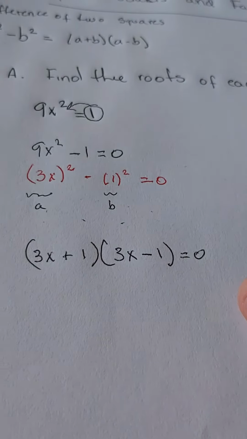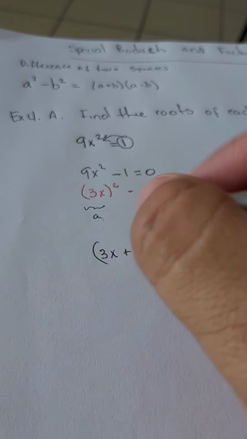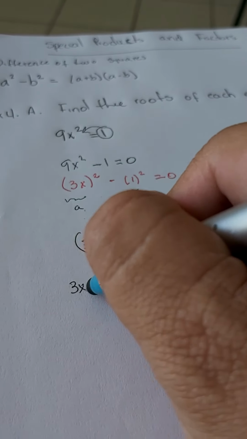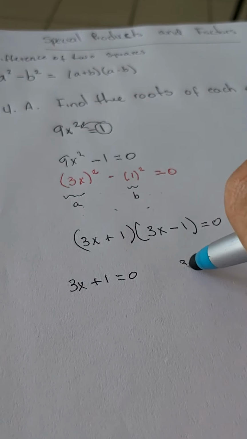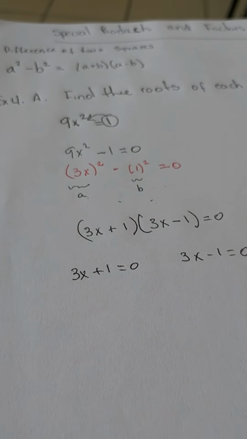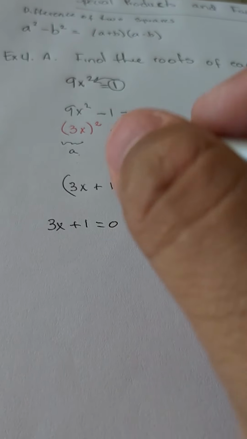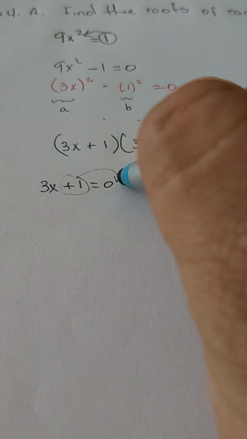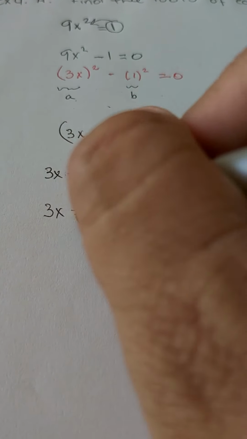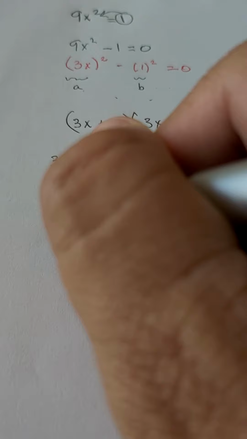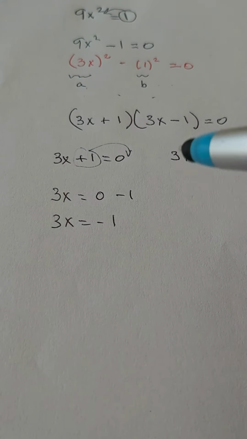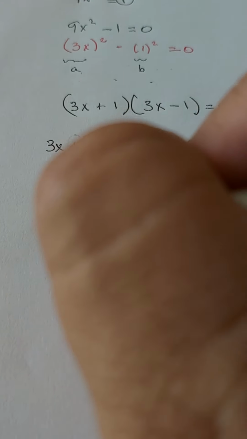Now we solve for x. So that means 3x plus 1 equals 0 and 3x minus 1 equals 0. Now we solve for x. Pass 1 to the other side. 3x equals 0 minus 1. 3x equals negative 1. Now we divide by 3.